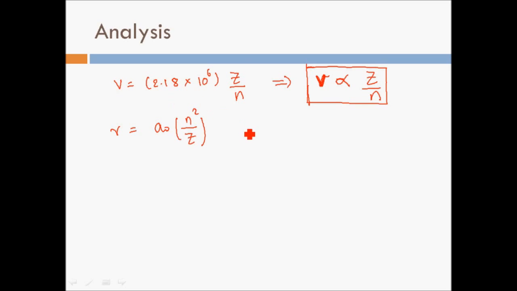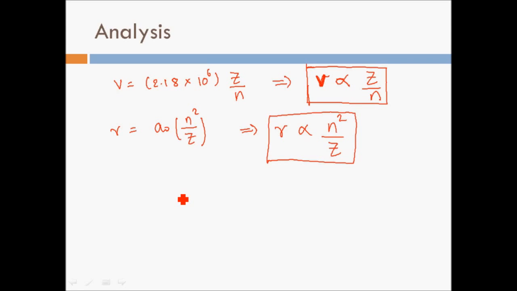Similarly, if we look at the radius, then we can say that r, now this is not V, this is R, is directly proportional to n square divided by z. Now this you can think about by yourself also. The radius of the orbit depends on n square and z, and it is directly proportional to n square. That is, the greater the orbit number, the greater will be the value of radius. That's quite obvious, right? If you are moving to a higher orbit, say orbit number 11, then obviously the radius of the 11th orbit will be greater than the radius of the second orbit.